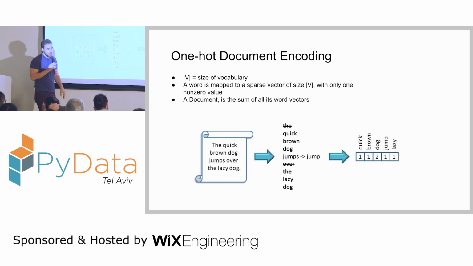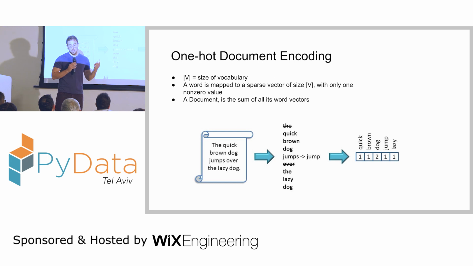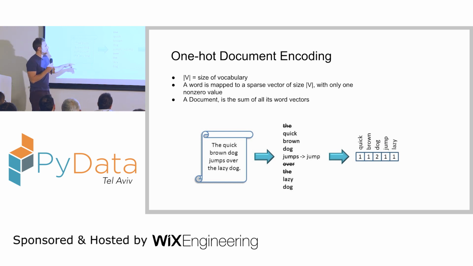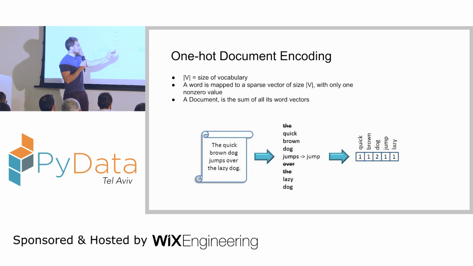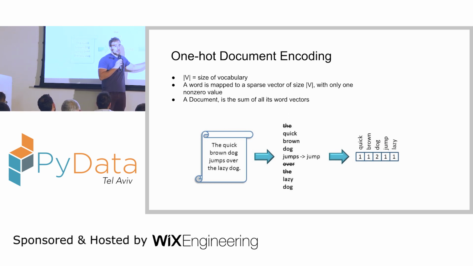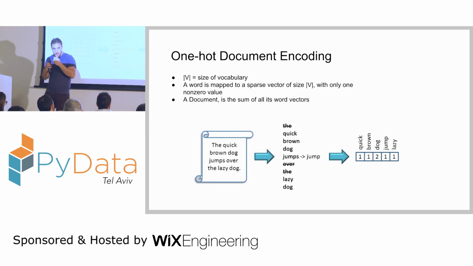If we follow this logic, we can also create a vector for the entire document, just by summing them, essentially. So here I have the sentence, the quick brown dog jumped over the lazy dog. The word dog appeared twice. All of the other words appear once. And one needs to remember that the size of this vector is the size of the vocabulary.